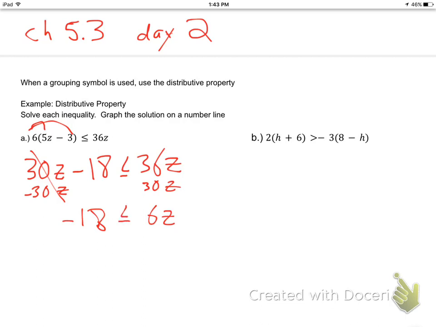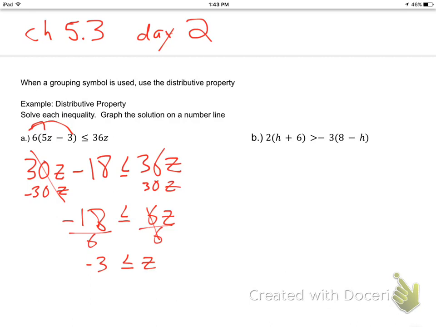To get z by itself, you will now do what? Divide by 6. Do I flip the inequality now? Nope. What's negative 18 divided by 6? Negative 3. And of course, just like last night's homework, we want to, number 1, solve it. Number 2, write it in set notation. And then graph it.